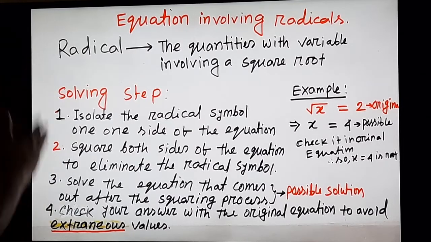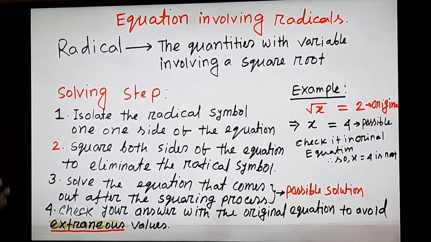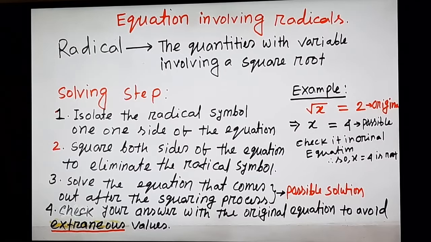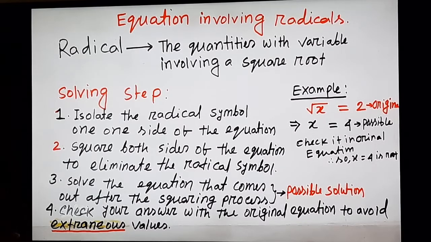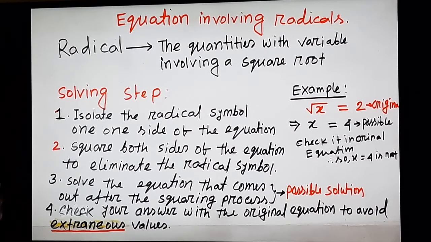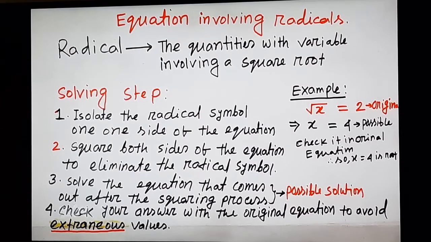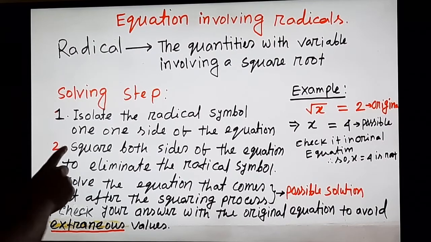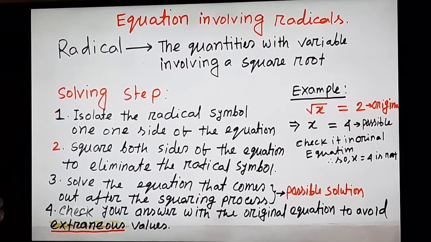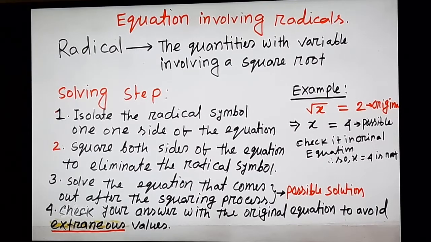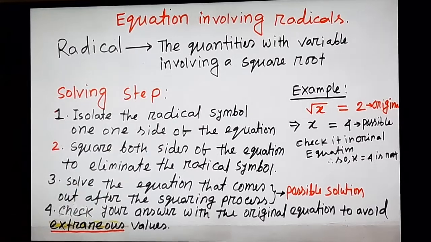You can follow these steps. First step, isolate the radical symbol. It means the radical symbol must stay on one side. It is better for our solution. And the second step is to square both sides of the equation. This is the important step. We can remove the radical symbol by squaring both sides, and it is needed for our solution.